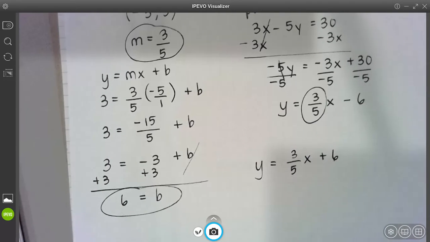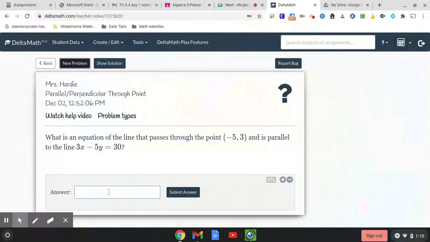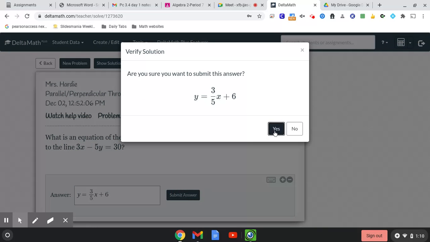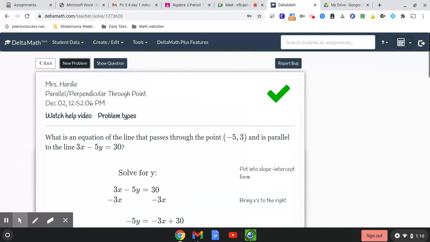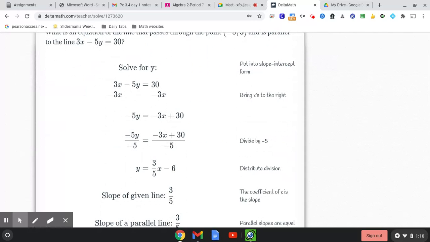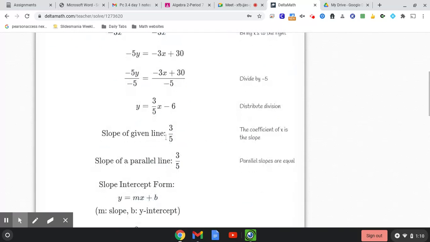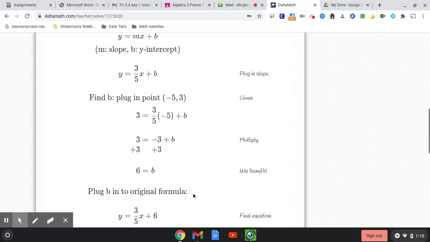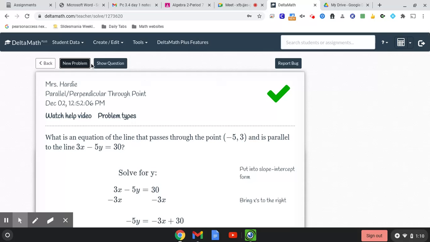Okay, let's see what Delta Math says about this. Y equals 3/5 x plus 6. And we're good. And I love Delta Math because it does give you a beautiful explanation as to what you should have done if you got the problem wrong. First, they tell you to solve for y. Here's the slope of the given line. Here's our slope now. Then they tell you to plug it in for m, x, and y and solve for b. So it's beautiful. All right, let's do one more. Let's get a perpendicular one, and you guys are done.